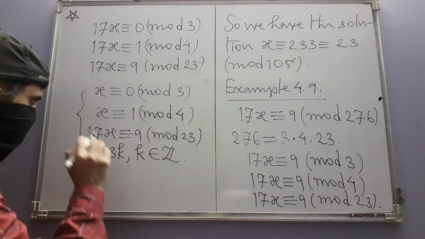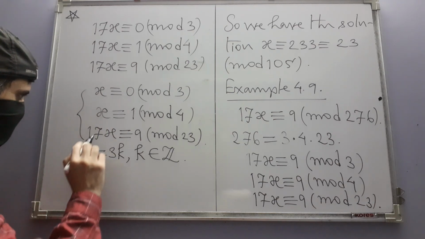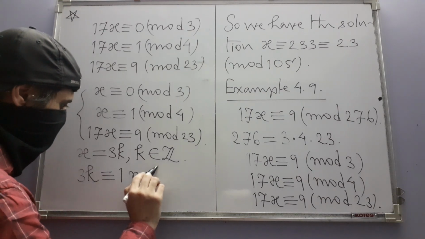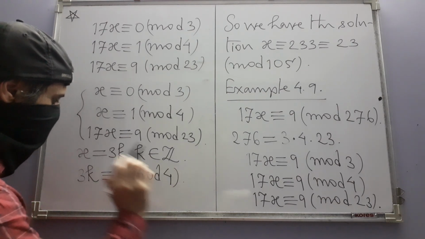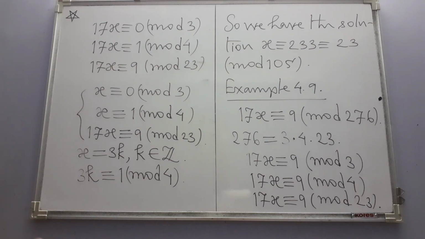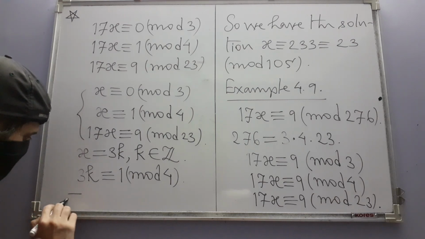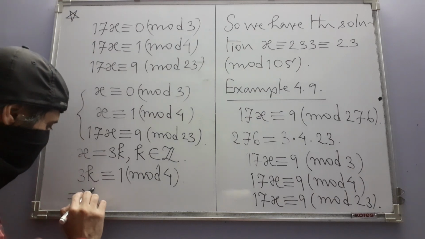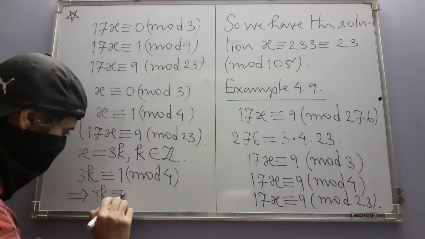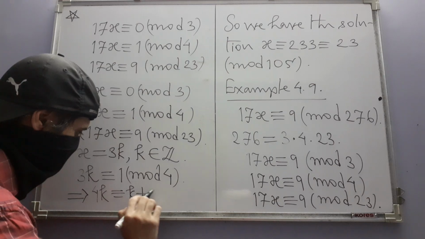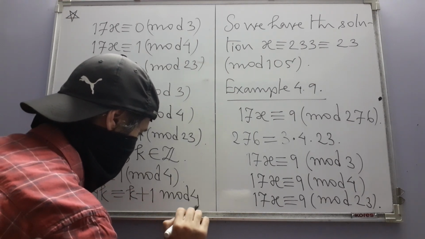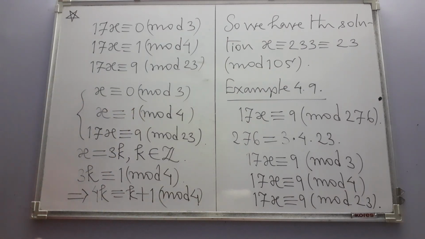Now you put that 3k here in the second congruence, you get this. 3k is congruent to 4, right? However, if you look carefully, you can add k to both sides. If you do so, on the left hand side you will have 4k, on the right hand side you will have k plus 1 mod 4, and the left hand side now becomes 0.